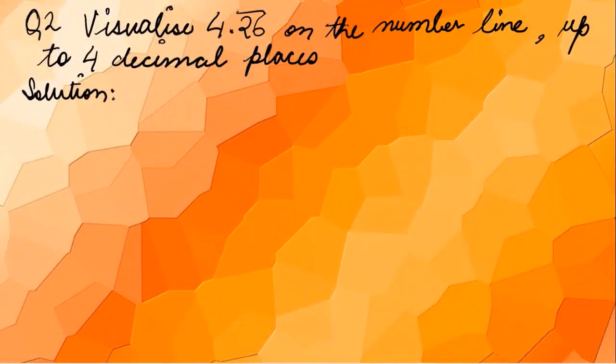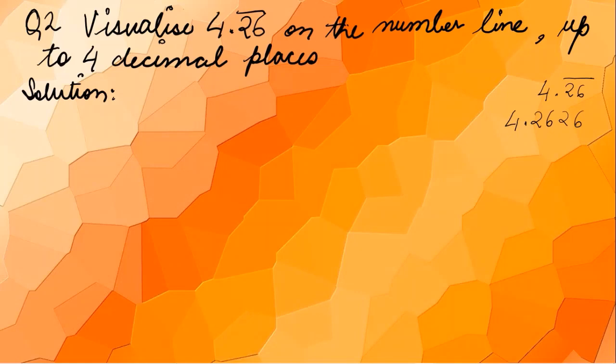Now the second question is visualize 4.26 bar on the number line up to 4 decimal places. They are saying up till 4 decimal places you have to draw this. So what they are saying is 4.26 bar, with the bar over both these numbers. You can write it like this, 4.2626, the repetition is going on. And we want to draw for 4 decimal places.